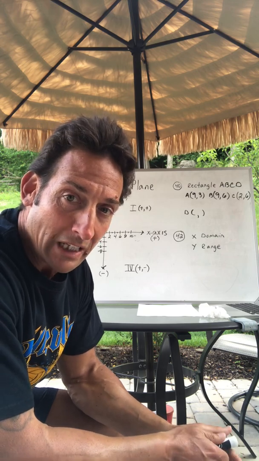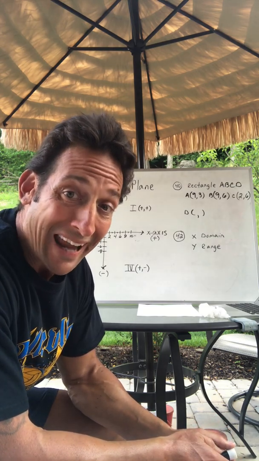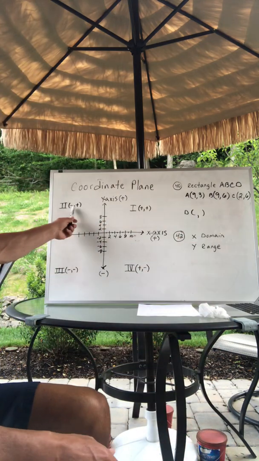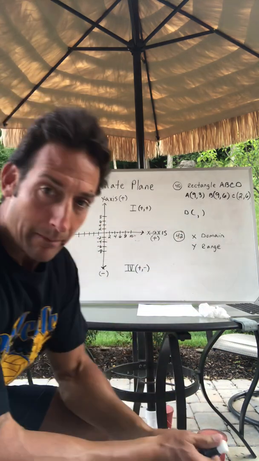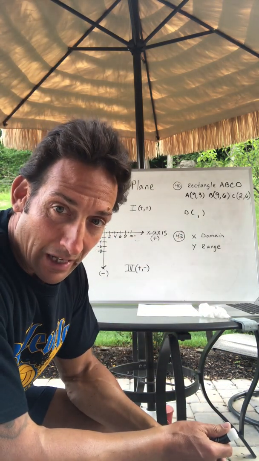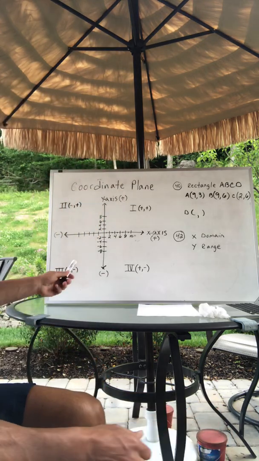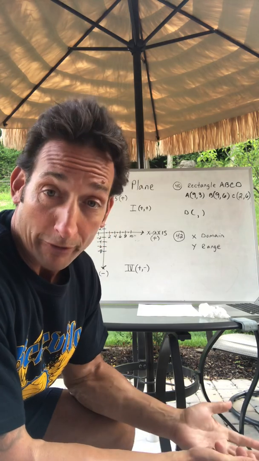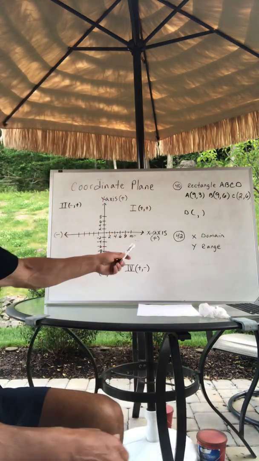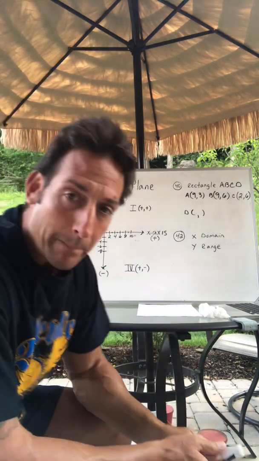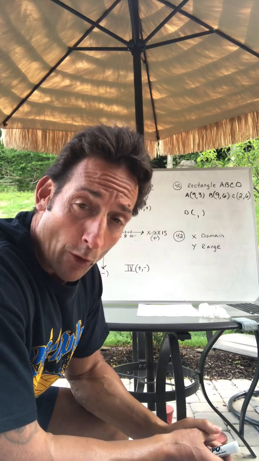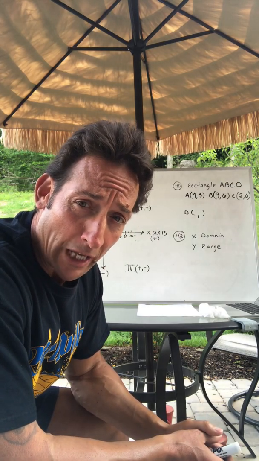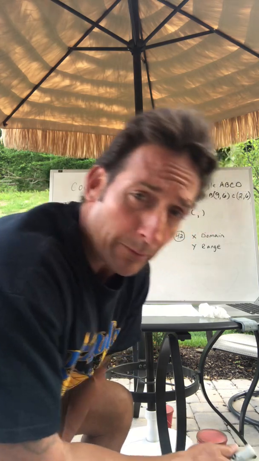When we go to the second quadrant and we count counterclockwise, I am negative, positive. And when I go to the third quadrant, x and y are both negative. And when I go to the fourth quadrant, positive and negative. What I also want you to do is when you label your ordered pairs, I want you to label them x and y.